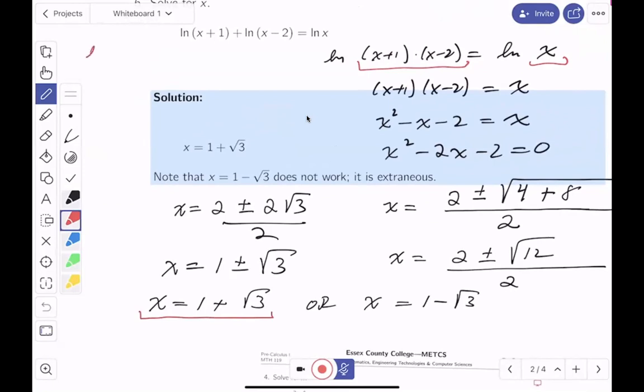What's going to be ln? Let's plug it in. What do you get? 1 plus root 3 plus 1, which would be 2 plus root 3, plus ln, well, let's see, 1 plus root 3 minus 2 would be root 3 minus 1. And is this equal to the natural log of 1 plus root 3? Well, before I do anything, I want to point out that the logs can be done because the first sum, 2 plus root 3, is a positive number. I can do that log. Root 3 minus 1 is still a positive number. So it can be done.